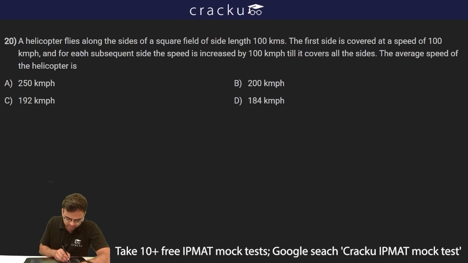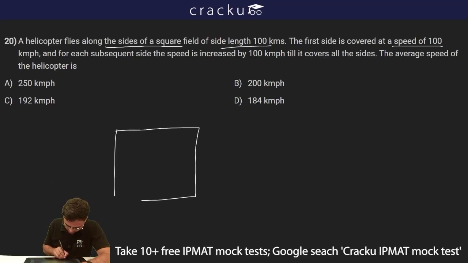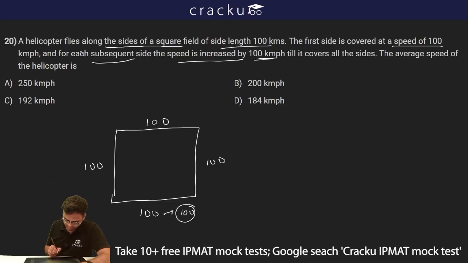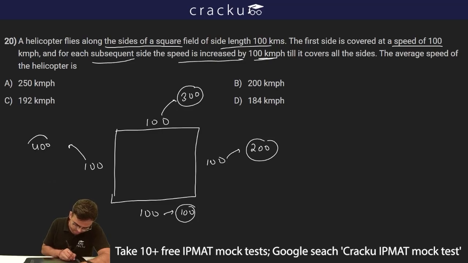A helicopter flies along the sides of a square field of side length 100 kilometers. The first side is covered with a speed of 100 kilometers per hour. So let's say we'll draw the square first. So 100 kilometers, 100 kilometers, 100 and 100. And the helicopter is moving on the sides of the square field at the speed of 100 km per hour. And for each subsequent side, the speed is increased by 100 kmph. So let's say if it is moving at 100 kmph for this particular side, at this side it will be 200 kmph. At this side it will be 300 kmph, and at this side it will be 400 kmph.